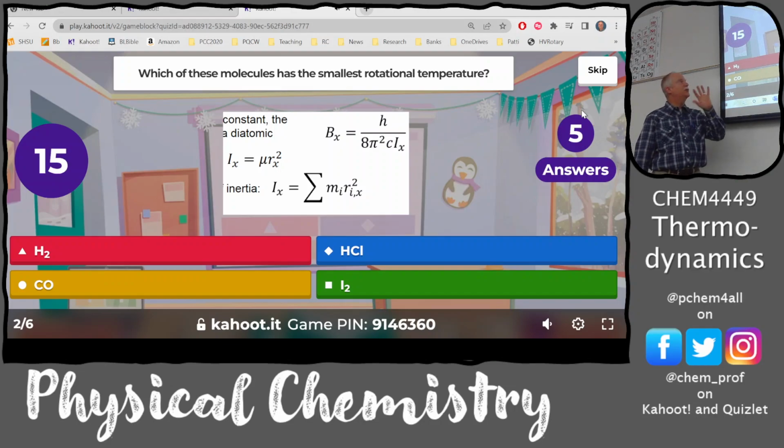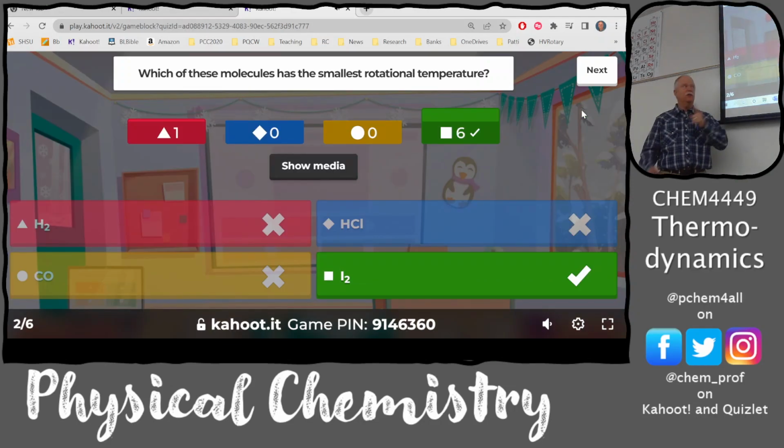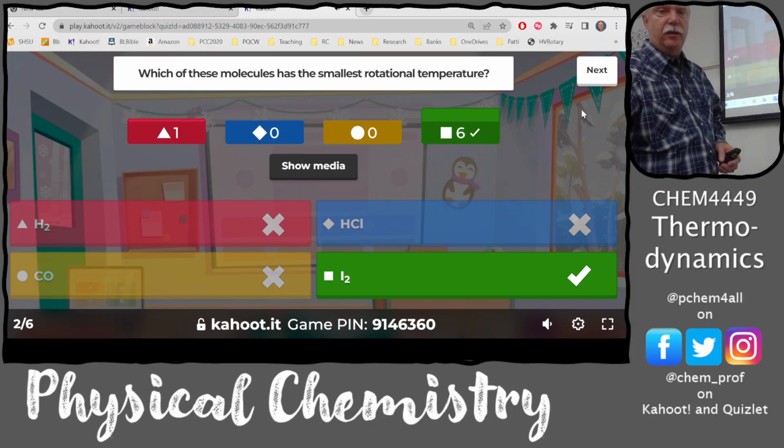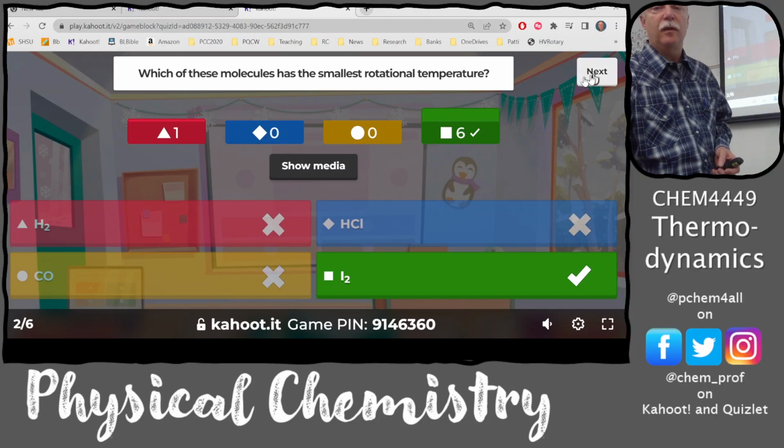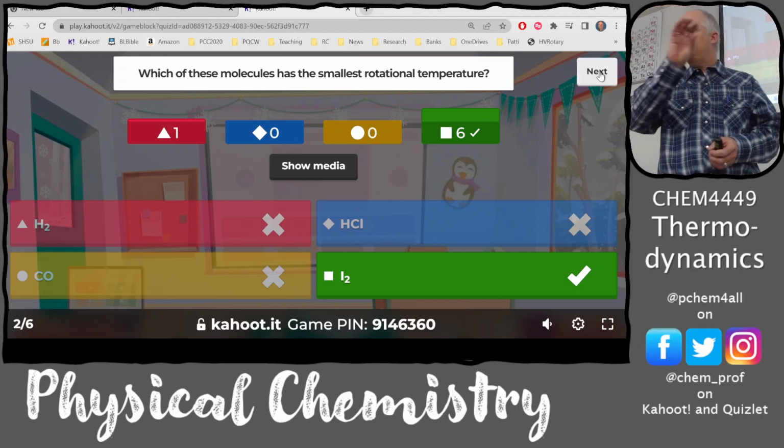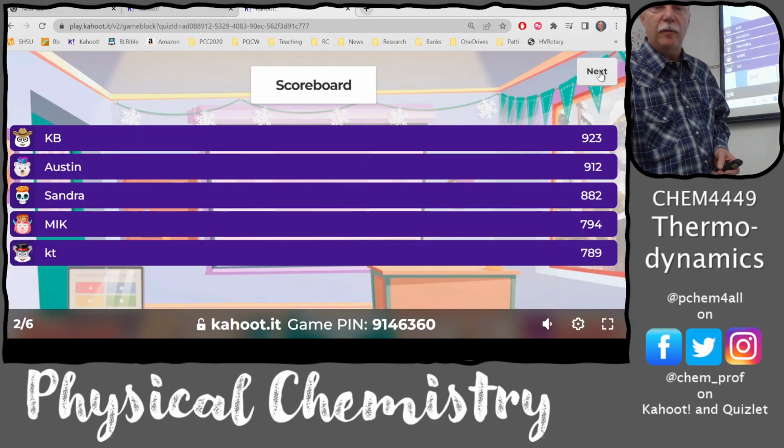Does rotational temperature go with the rotational constant or against it? And it goes with it. Okay. So if you have a higher rotational constant, you have a higher rotational temperature, and that's related to the energy level spacing.